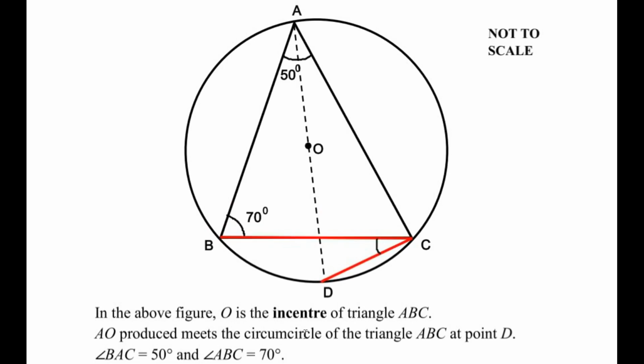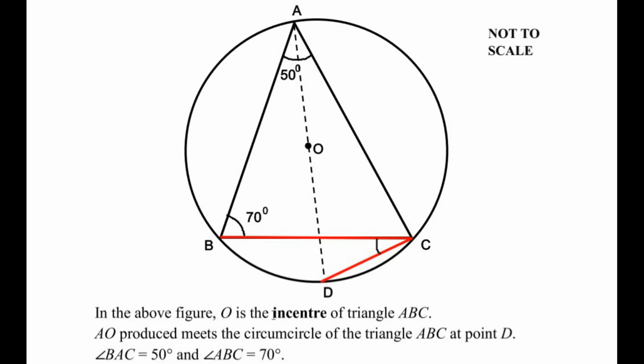Starting with the circumcircle, it is a circle which touches all the vertices of the given triangle. You can see a circle has been given and it passes through all the vertices of the given triangle. So this becomes the circumcircle. And the line is drawn through the incenter of the triangle, which is at point O, and extended so that it touches the circumcircle of the triangle at point D.